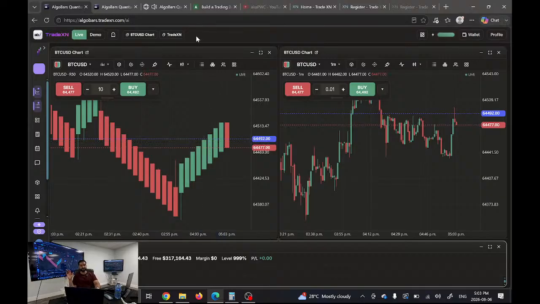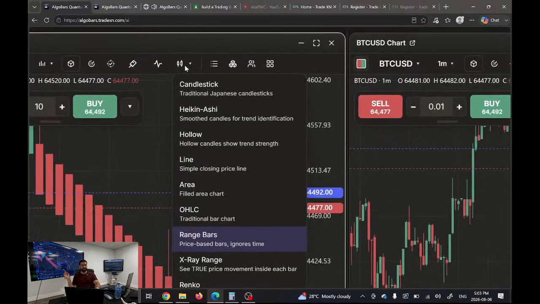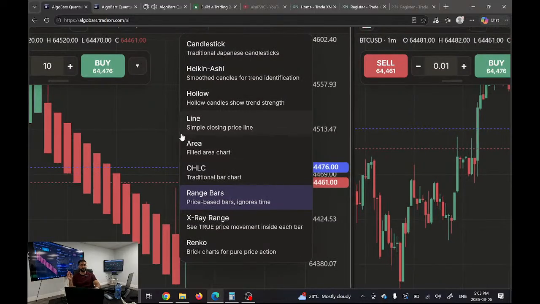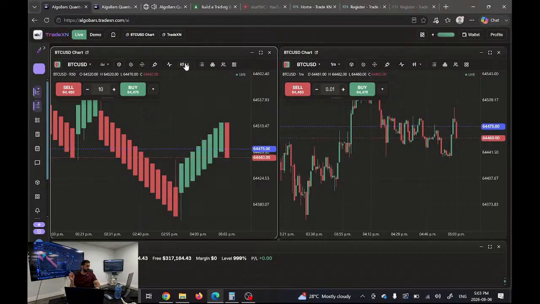Harpreet, range bars are included. When you make an account on AlgoBars, if you just go to the chart drop down, range bars are right there. You don't have to add them. They're right there for you. You can start using them right away. All right.